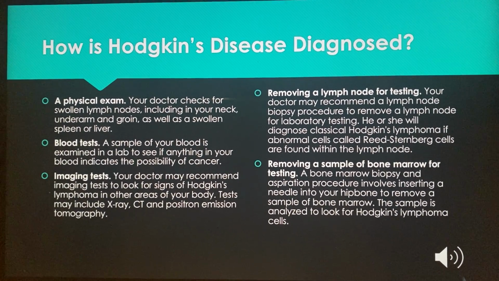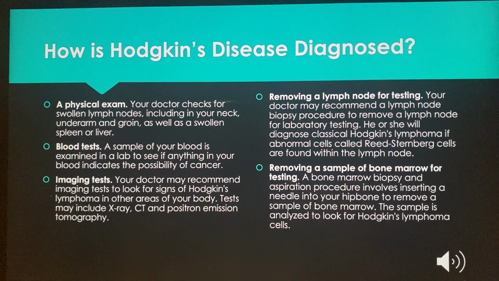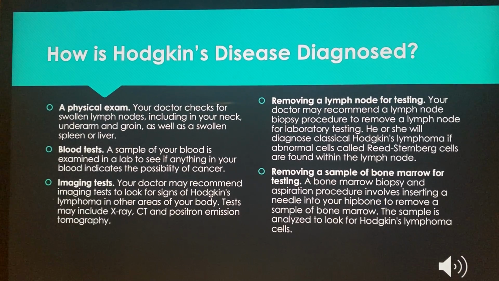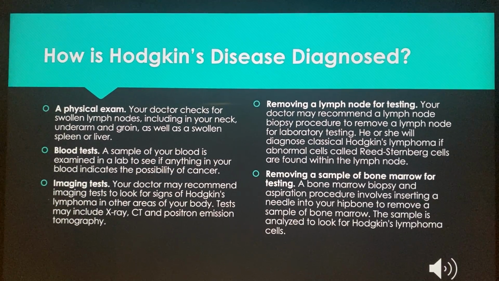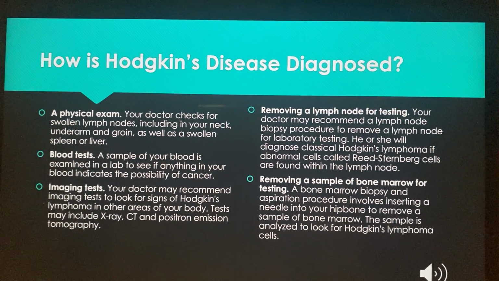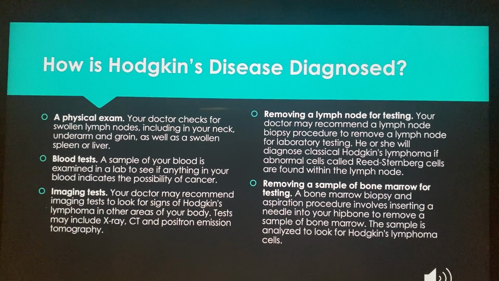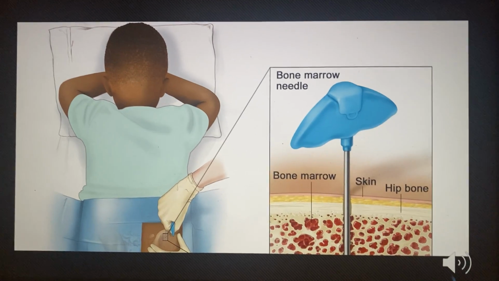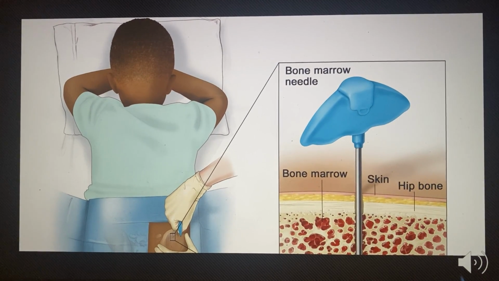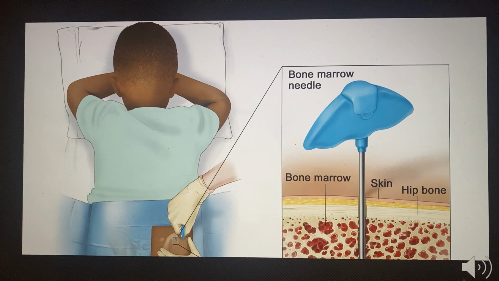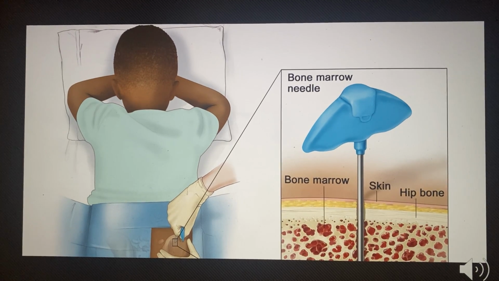Removing a lymph node for testing. Your doctor may perform a biopsy to see if abnormal cells, such as the Reed-Sternberg cells, are found within the lymph node. And then removing a sample of bone marrow for testing. A bone marrow biopsy and aspiration procedure involves inserting a needle into your hip bone to remove a sample of bone marrow. The sample is then analyzed, and it looks for the Hodgkin's lymphoma cells. And this is just a photo representation of what I was saying with the bone marrow needle that is inserted into the bone down to the marrow that would collect the biopsy sample that the doctor needs for the diagnosis of Hodgkin's lymphoma.